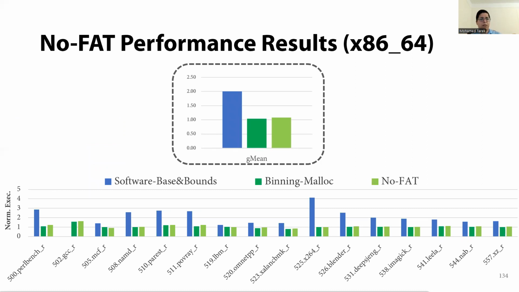In terms of performance evaluation, we measured the overheads of NoFat for the SPEC 2017 benchmark suite on a real machine by replacing our instruction set extensions with dummy instructions and using a simple binning memory allocator. As shown in the top figure, NoFat reduces the average performance cost of memory safety from 100% in case of software base and bounds to just 8%.